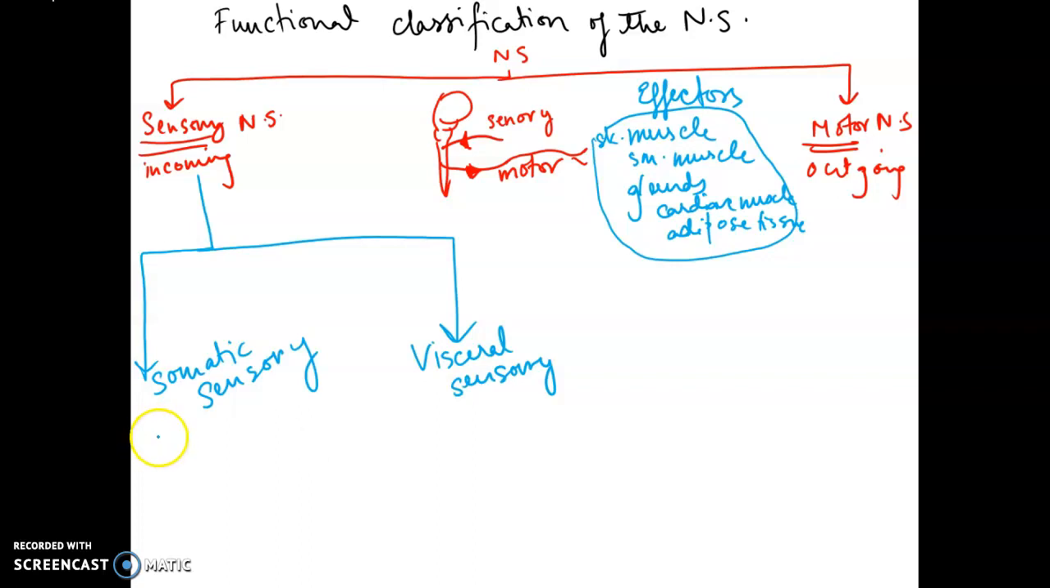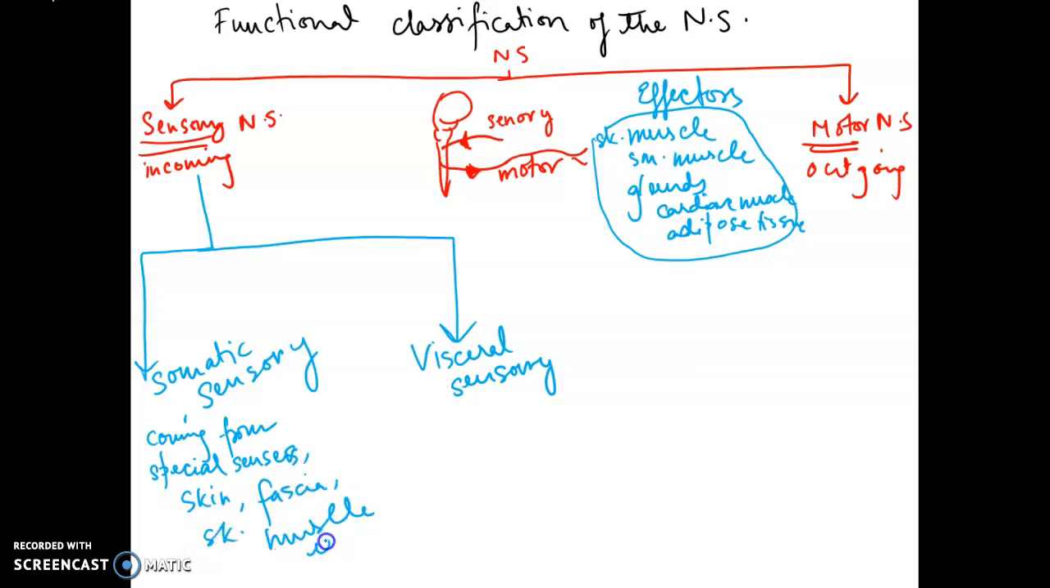So the sensory information comes from special senses: eyes, nose, ear, tongue, skin. So it comes from special senses. Information comes from skin, fascia, skeletal muscles, etc. So these are somatic sensory. We are aware of all these.